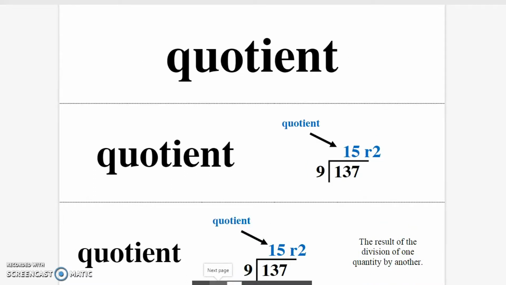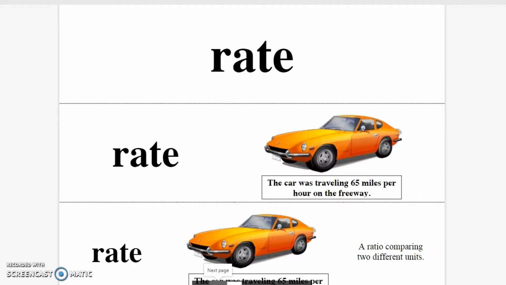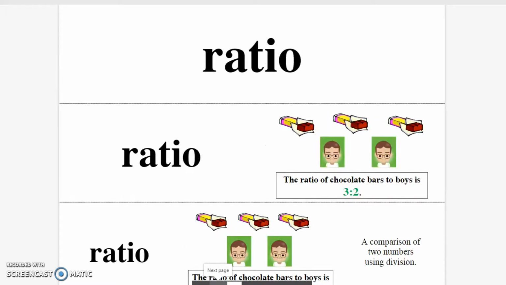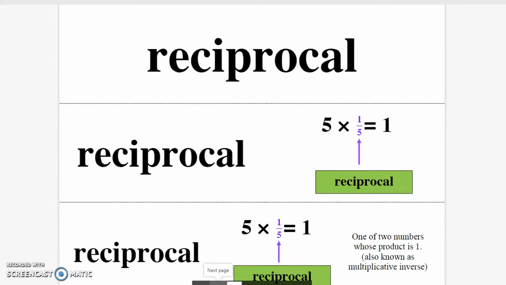Quotient, the result of division of one quantity by another. Range, the difference between the greatest number and the least number in a set of numbers. Rate, a ratio comparing two different units. Ratio, a comparison of two numbers using division. Rational number, a number that can be expressed as a ratio of two integers. Reciprocal, one of two numbers whose product is 1, also known as multiplicative inverse.